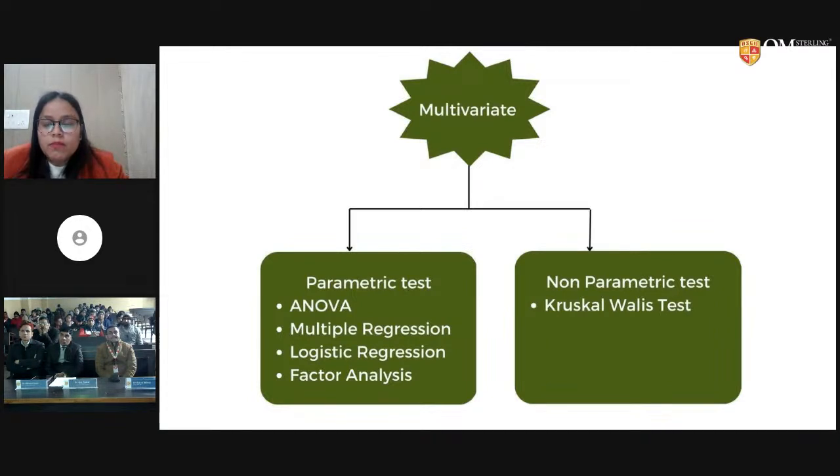Now I'm focusing on the multivariate technique because it is the most important technique, and in recent research, mostly people focus on the multivariate techniques because generally there are not only two variables, there are more variables which are included in a particular study. So in that multivariate technique also, we have parametric and non-parametric classification. In parametric classification, we have the concept of ANOVA. We have the concept of multiple regression, logistic regression, factor analysis, non-parametric test. In classification of non-parametric test, we have Kruskal-Wallis test.